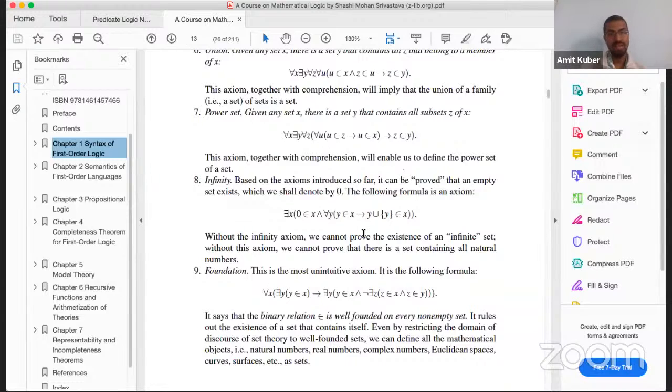If you change your axioms, then your names will change. This is Zermelo-Fraenkel set theory. You can have von Neumann set theory, Gödel-Bernays set theory. Yeah, you change axioms, you will change something.